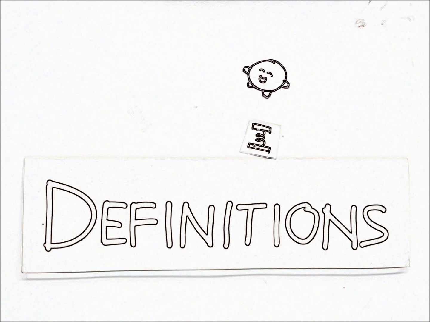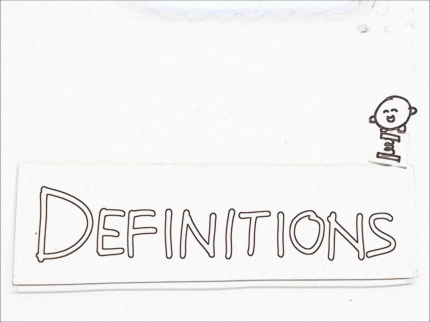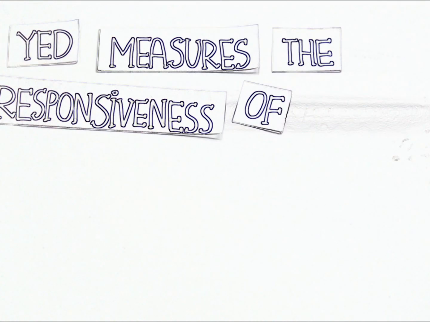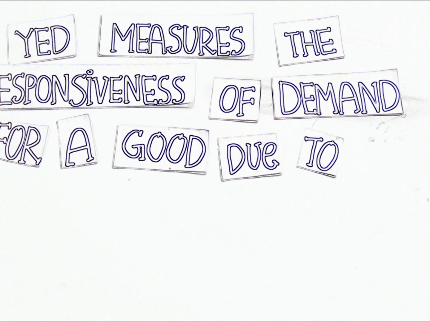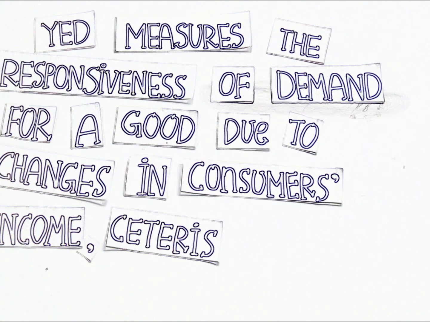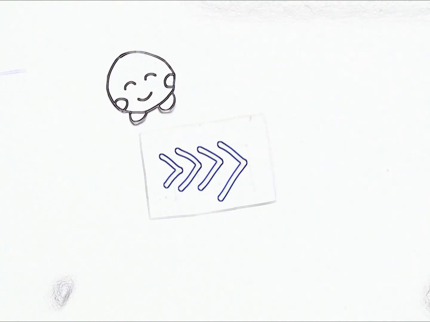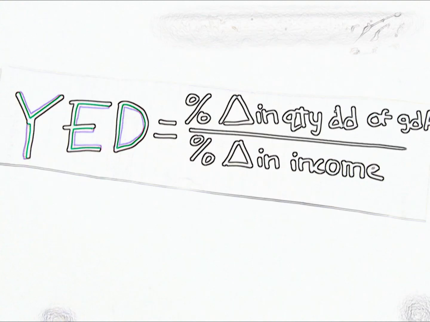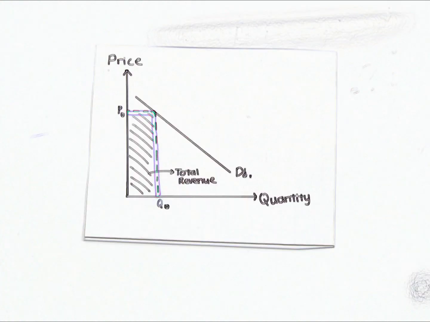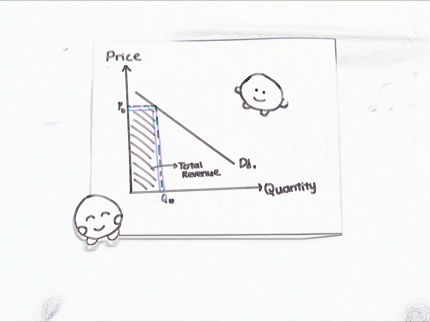Before we begin, let's define a few things first. YED measures the responsiveness of demand for a good due to changes in consumers' income, ceteris paribus. This is the formula of YED. Total revenue is the product of the price of the good and its quantity traded.